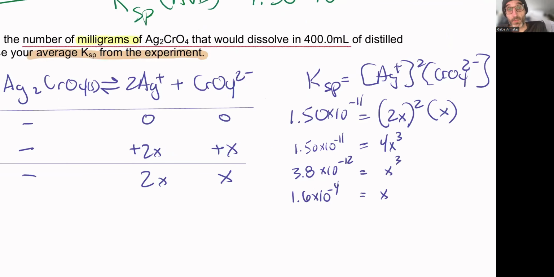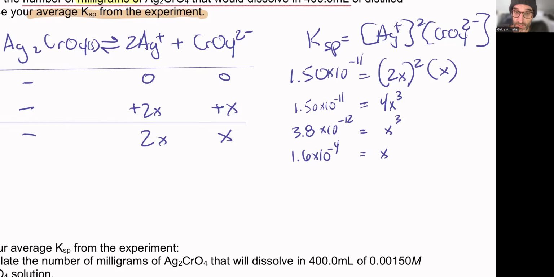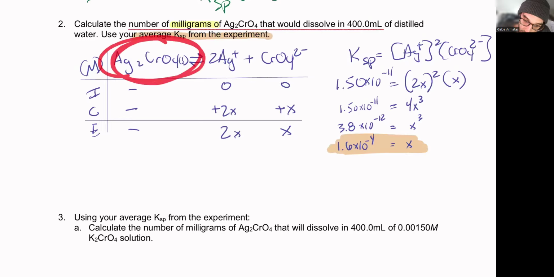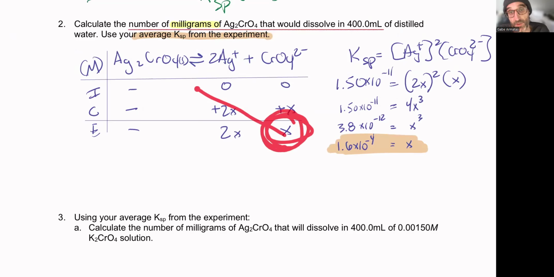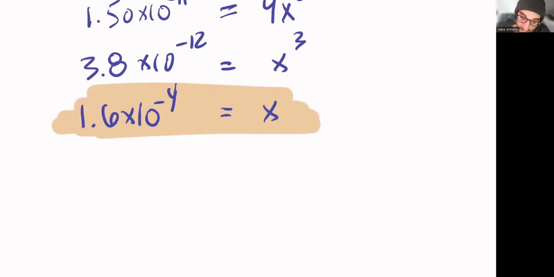Okay, so something that we know: calculate the average amount that's going to dissolve in 400 mL. Whatever you solve for x, I always tell my students, that is a 1-to-1 ratio. For every one silver chromate that dissolves or dissociates, I'm producing 1 chromate, and that's my x value. So x is essentially how many of those I lost. So my 1.6 times 10 to the negative 4, your x value, is your molar solubility.